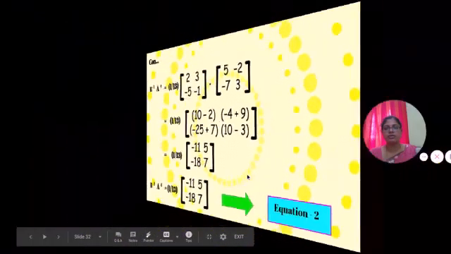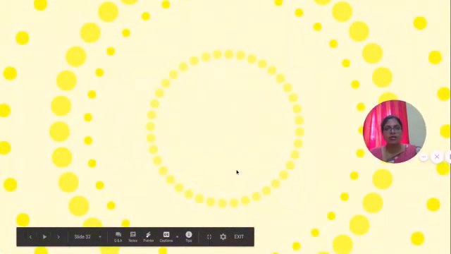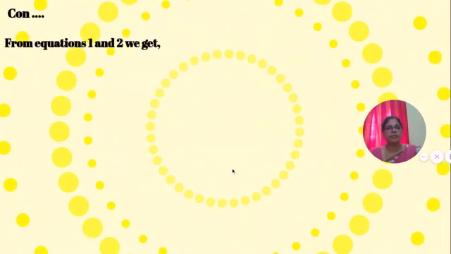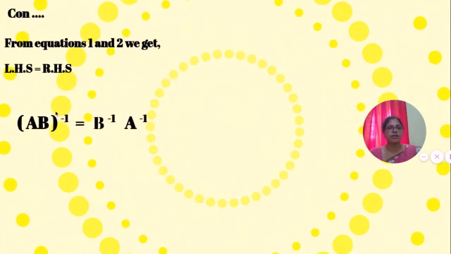From equation 1 and 2, we have found that LHS is equal to RHS. AB the whole inverse is equal to B inverse into A inverse. Hence we have proved.